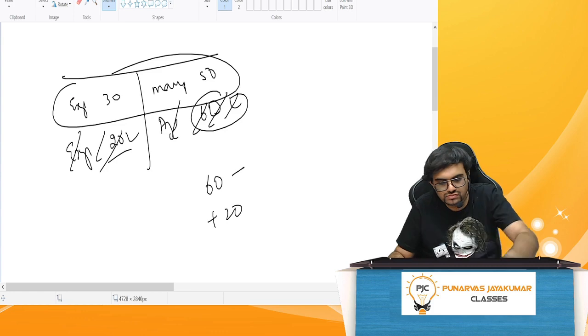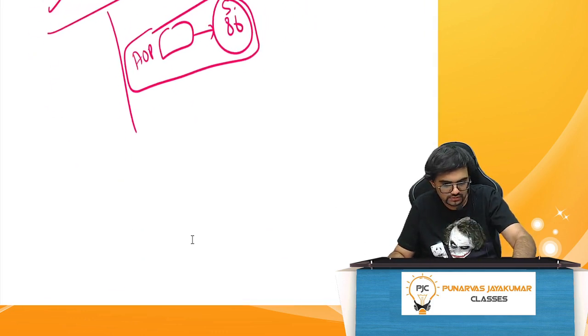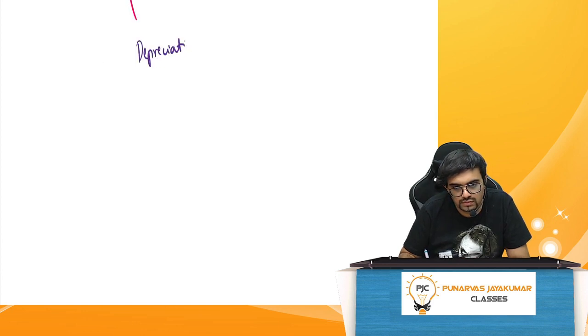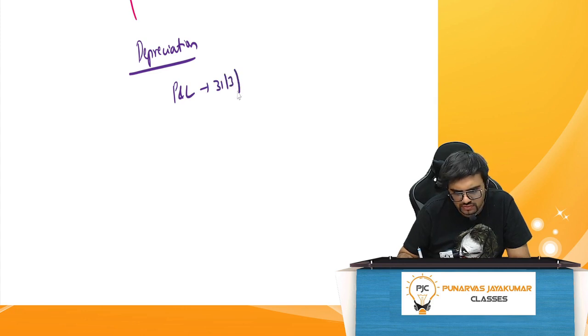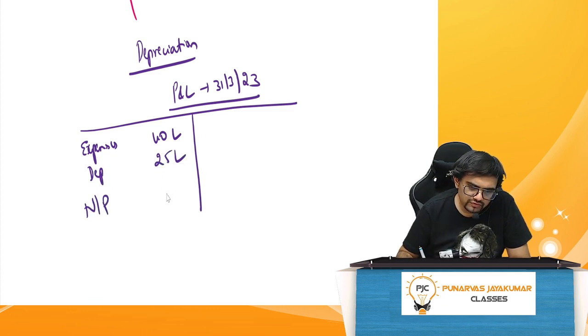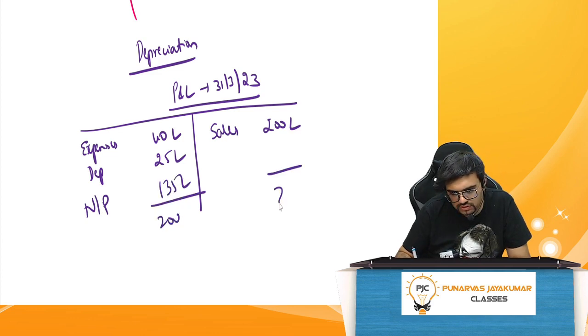Now, let's check depreciation. P&L account as on 31st March 23. Expenses 40 lakh. Depreciation 25 lakh. Sales 200 lakh. Net profit 135 lakh. 200 tallies.